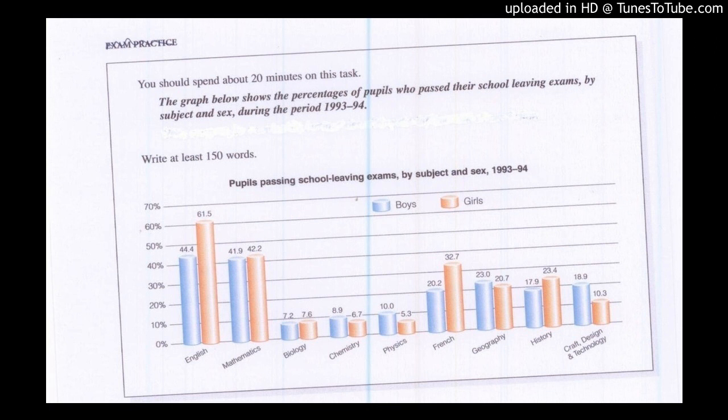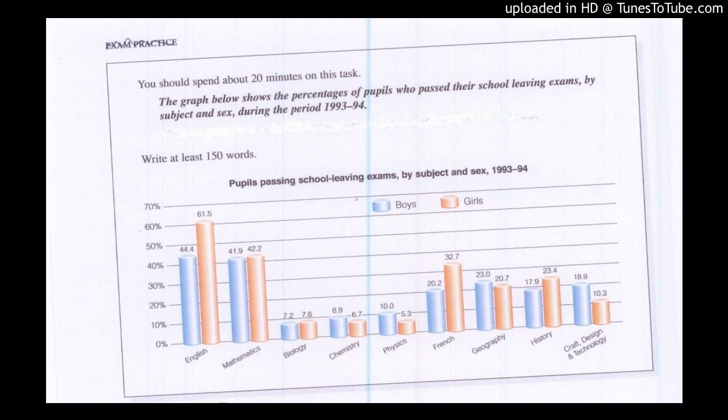Lastly, there are some other pieces of information which the student hasn't mentioned, which probably are important, particularly craft design and technology, where again we can see that the pass rate for boys is almost double that of girls. So the student probably should have mentioned that at the same time he was talking about physics. He could also have mentioned biology, where we can see the pass rate is almost exactly the same.